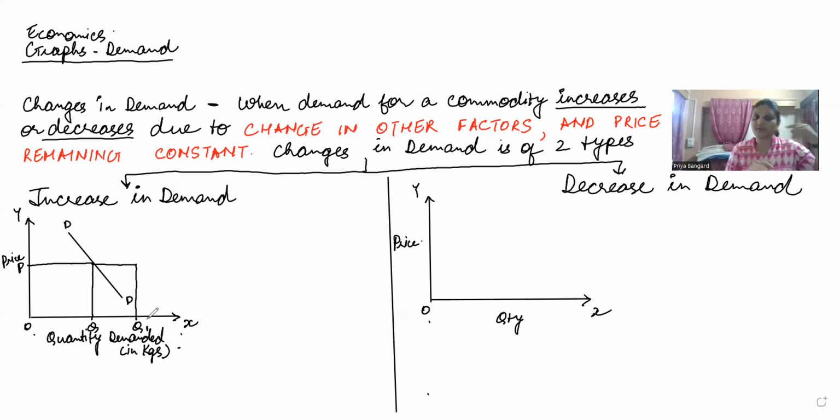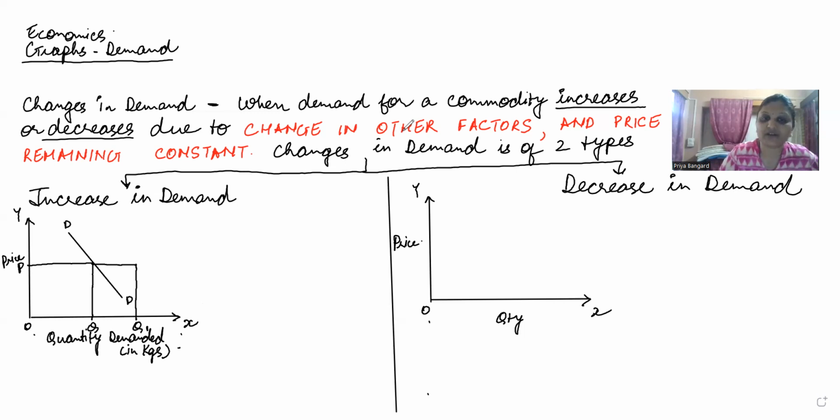Okay, so when we were seeing variation in demand, that place we were seeing that variation in demand, the reason is only change in price and it is upward and downward movement on the same demand curve, whereas in increase in demand and decrease in demand there is a shift in demand curve. So in increase in demand there is a rightward shift in demand curve.